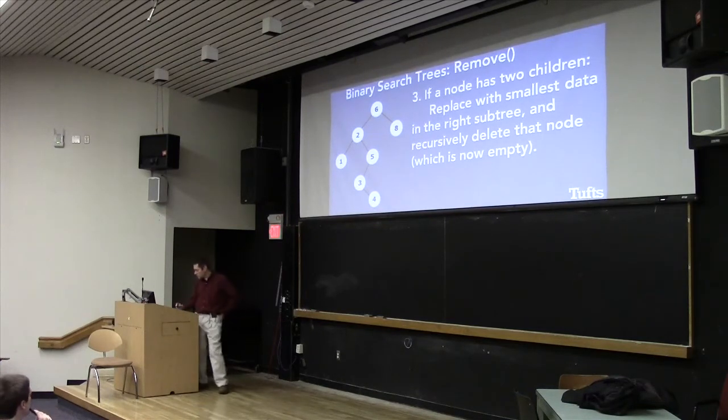So if I want to remove 2, right? If I want to remove 2, I'm going to replace it with the smallest data in the right subtree. That's the right subtree of 2. Smallest data happens to be 3. So 3 will replace 2. Okay? And then I have to recursively delete 3.